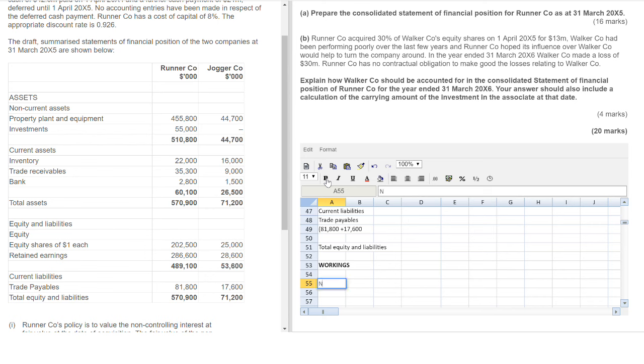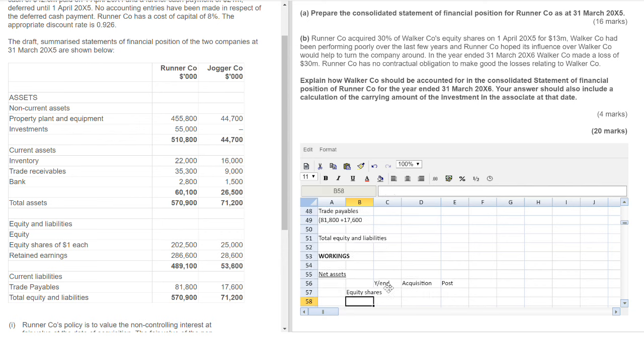What I would do there, however, is I would then set up my net assets working. So I've got my net assets working. So remember what we're looking at there is we're looking at the year end. We're looking at acquisition. And then we're looking at post acquisition. So 3 columns there.